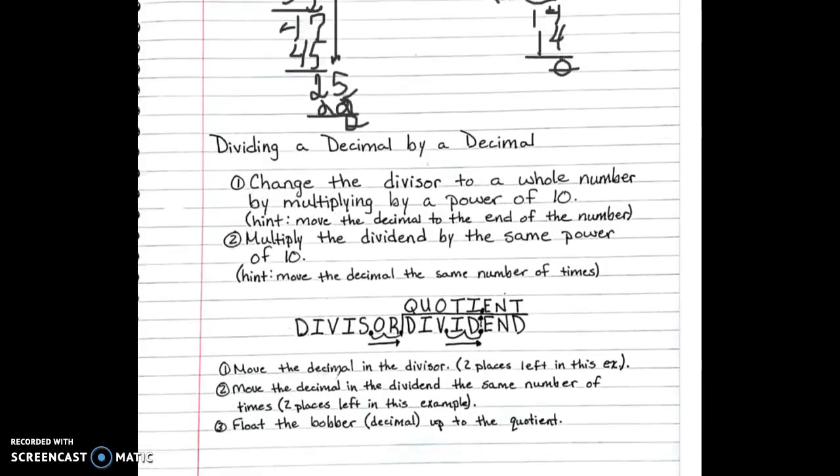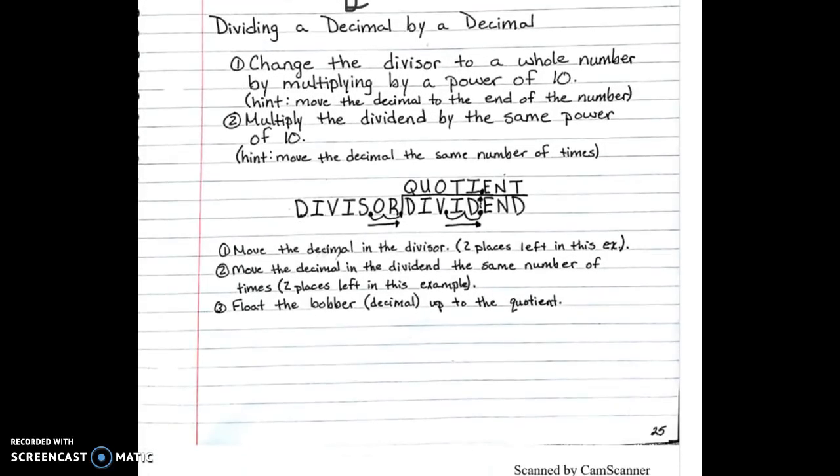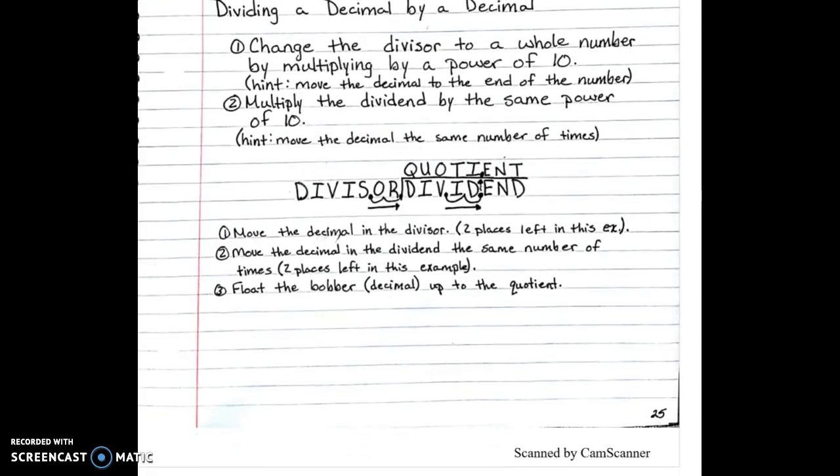All right, so dividing a decimal by a decimal. First, you change the divisor to a whole number by multiplying by a power of 10. That sounds a little confusing, so my hint to you is move the decimal to the end of the number. That's it. Step 2, multiply the dividend by the same power of 10. So your hint there is move the decimal the same number of times that you moved it in the divisor.